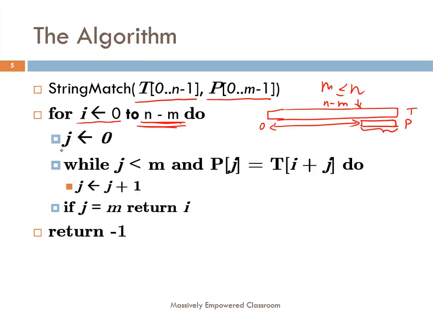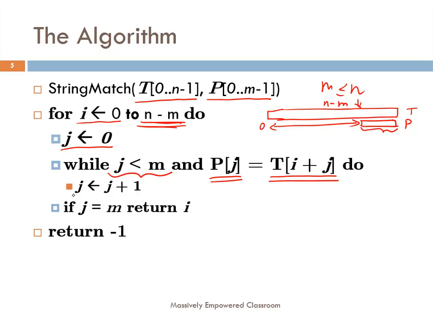What do we do? We start at the beginning of the pattern. So i is the index into the text and j is the index into the pattern P. So j equals 0. While j less than m, that is while we have not exhausted the pattern, and the jth character in the pattern is equal to the i plus jth character in the text, right?